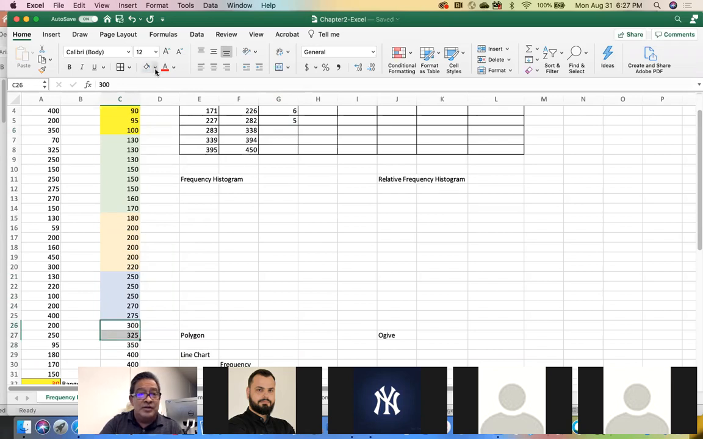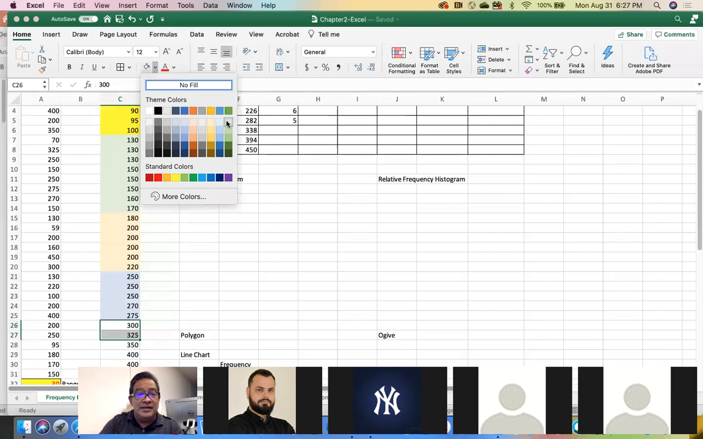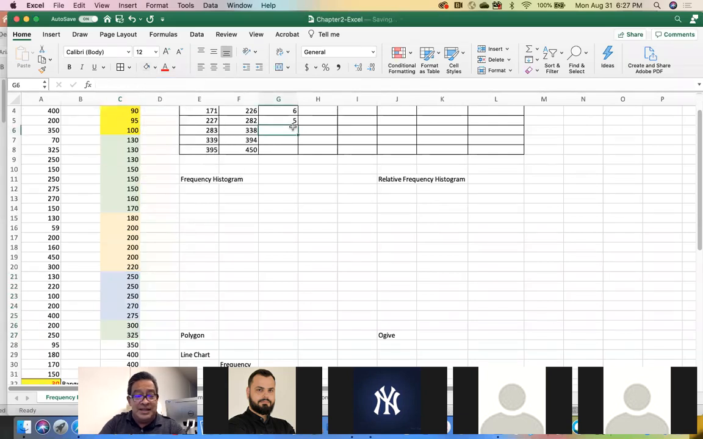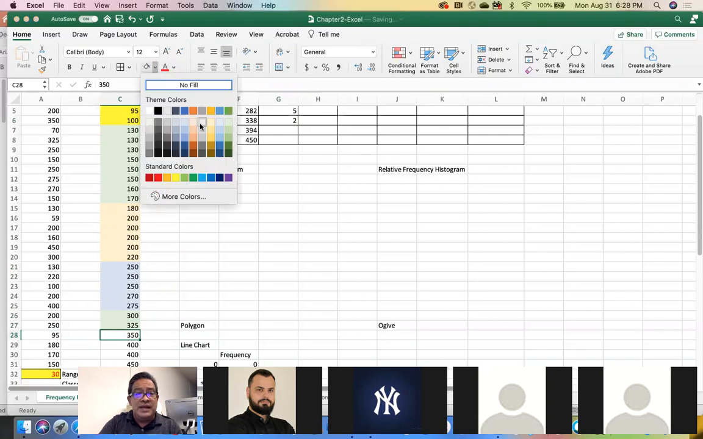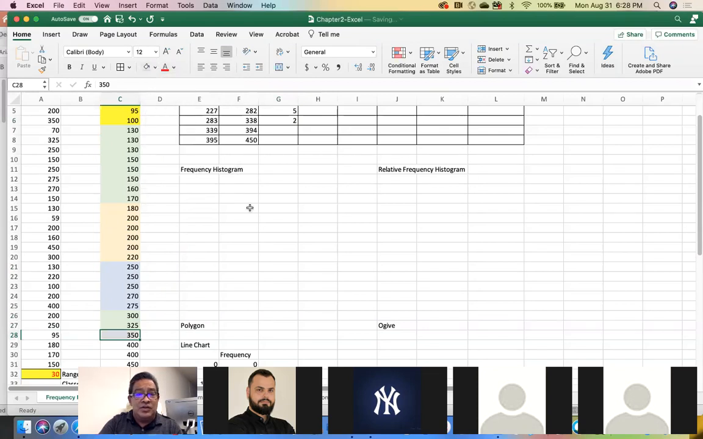So we're going to use another color here. We have 2 elements here. And then between 339 and 394, I have only 1 element. And between 395 and 450, I have 3 elements.